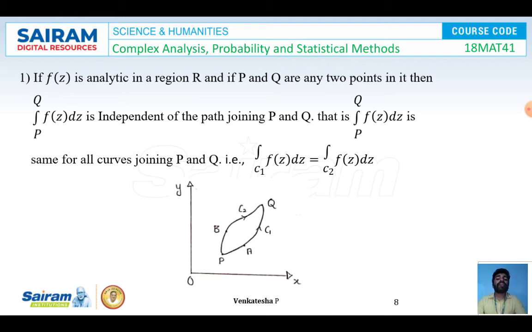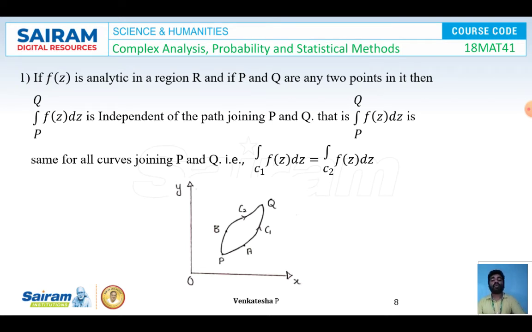That is, the integral between P and Q, f of z dz is the same for all curves joining P and Q. So the integral over the region C1 f of z dz will be equal to the integral over the region C2 f of z dz. This can be explained in the figure also.